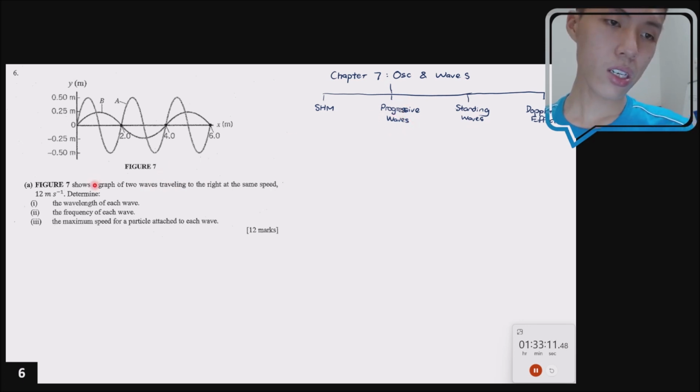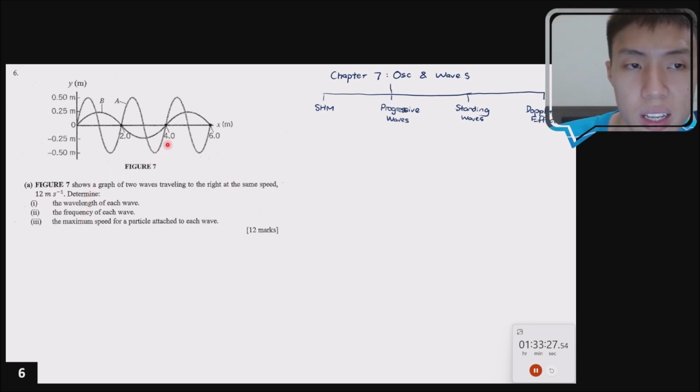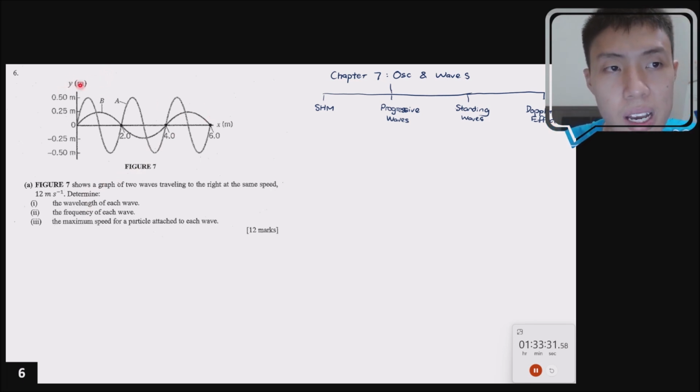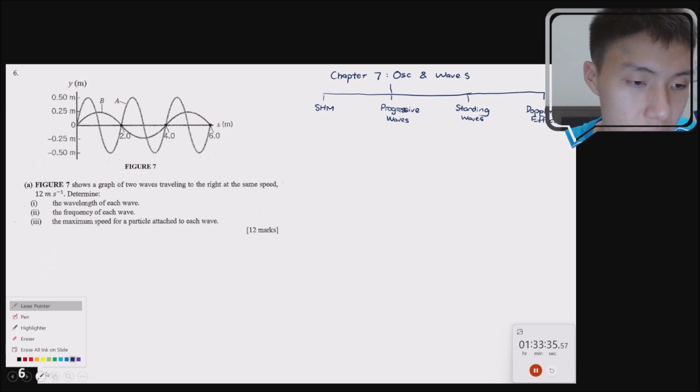So it shows a graph of two waves traveling to the right. Both wave A and wave B are traveling to the right at the same speed of 12 meters per second. Now they ask you to determine the wavelength, the frequency, and the maximum speed. Let's look at the graph over here. This is a displacement-distance graph.